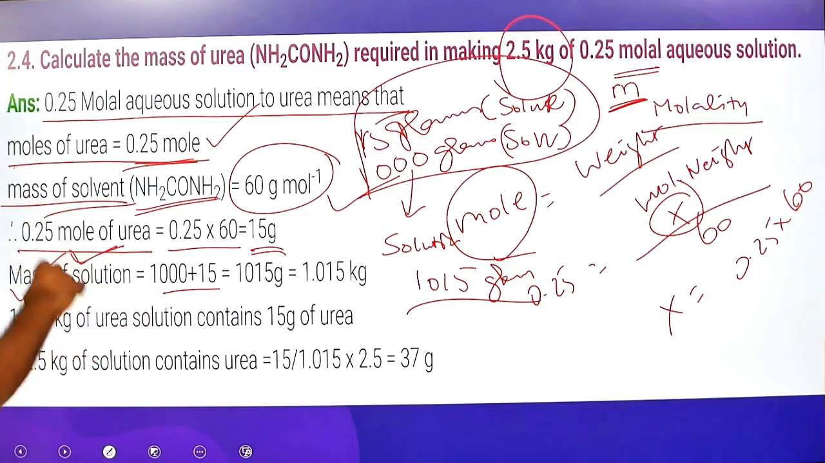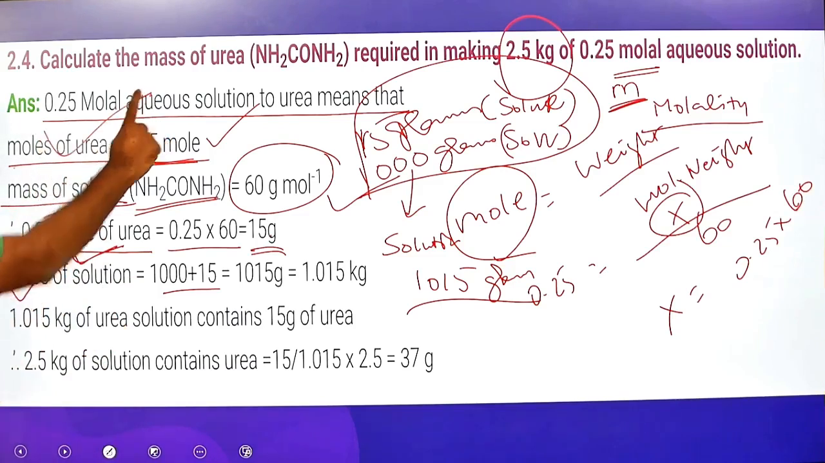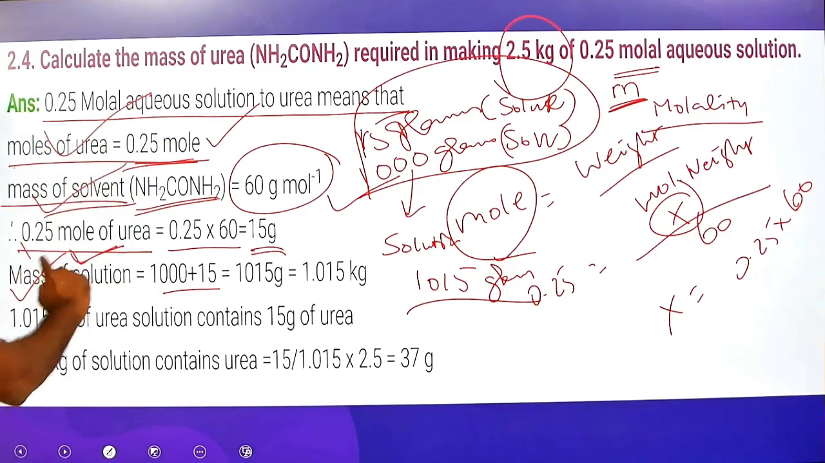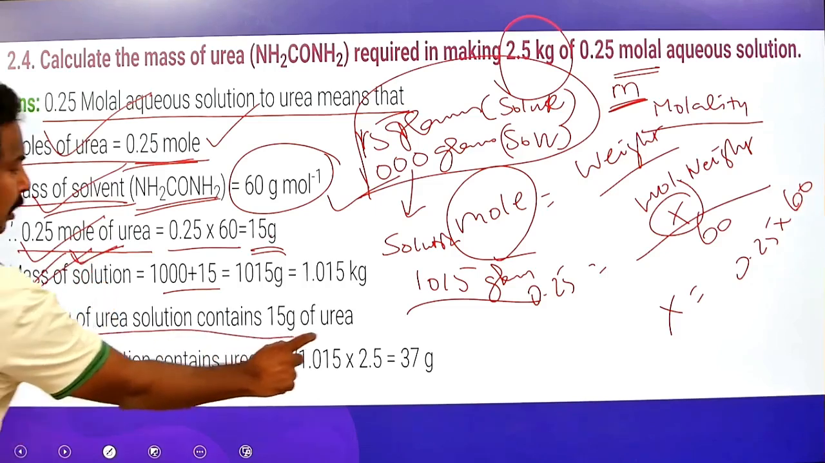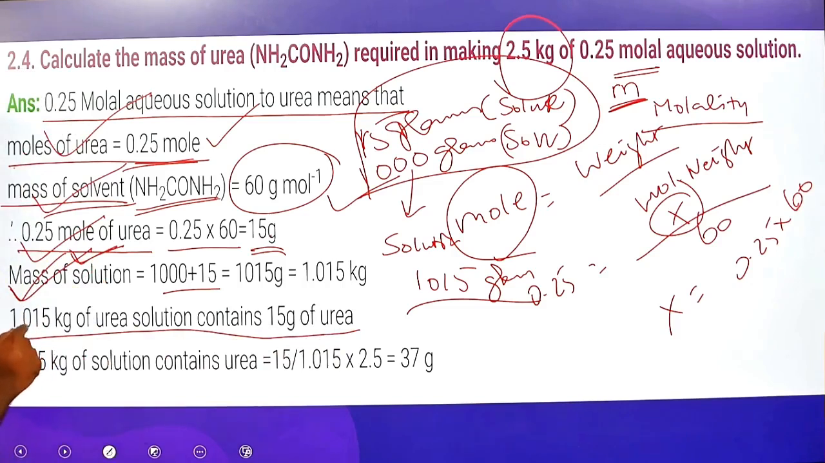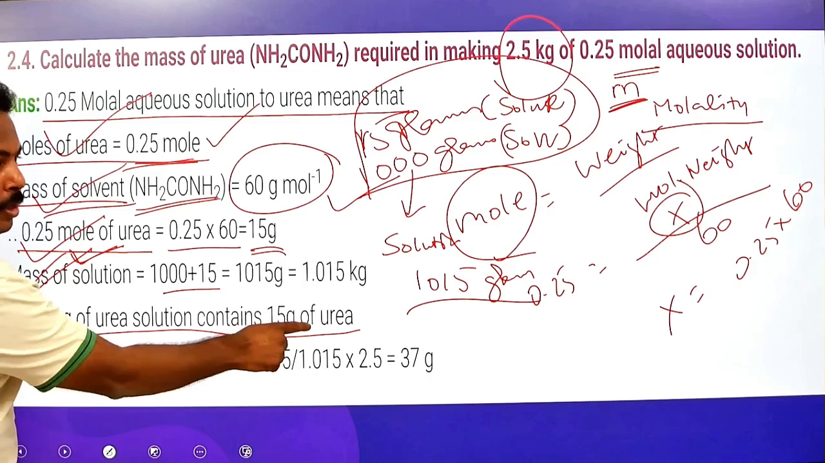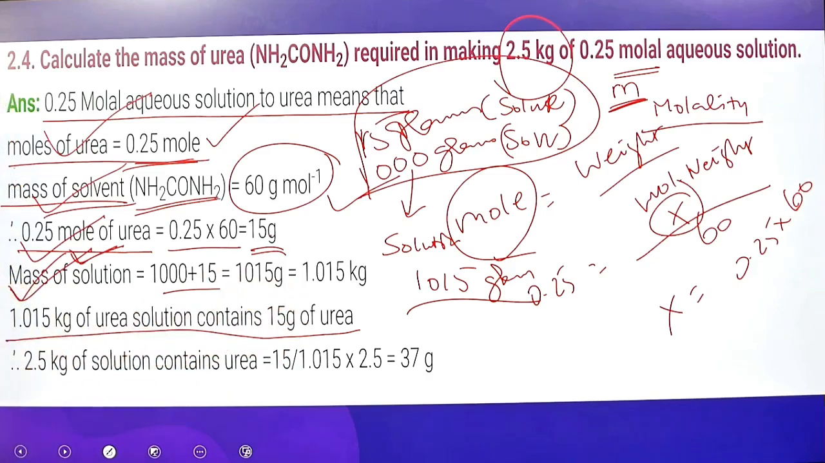So again I am coming. I understood this. I have understood this. What is this? 1015 grams of urea solution contains 15 grams of urea. Mass of the solute.